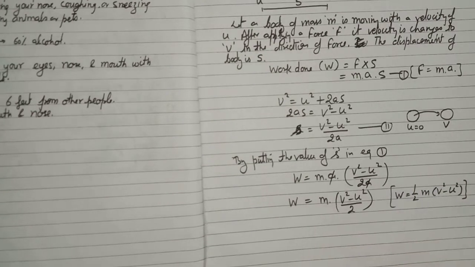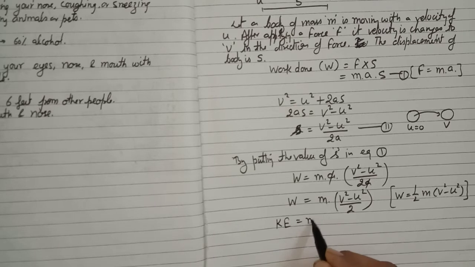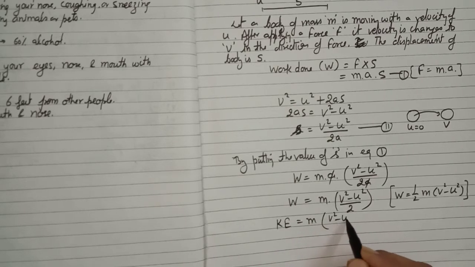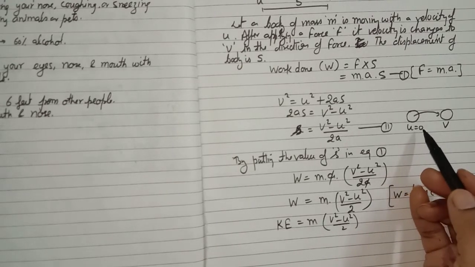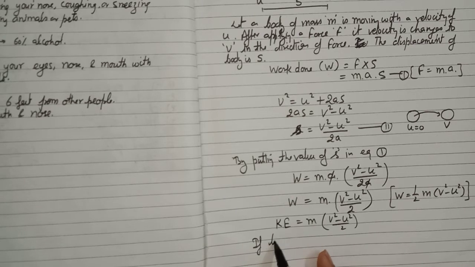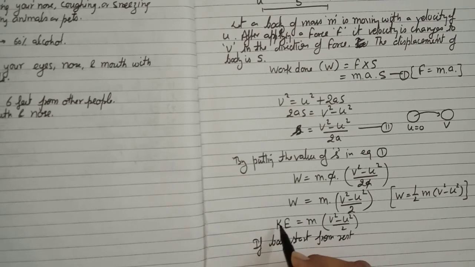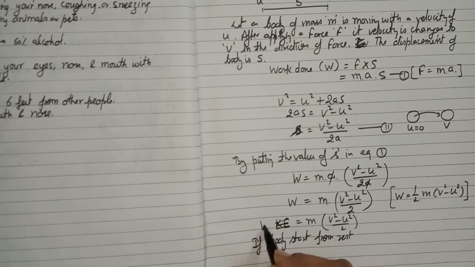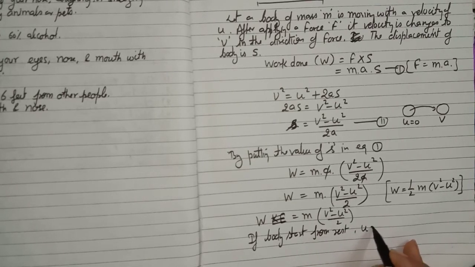So you can say here that the kinetic energy of the body is equal to m into v square minus u square upon 2. But what is the important condition here? That u should be equal to 0. So if the body starts from rest, okay, don't write here kinetic energy, it's work done only. If the body starts from rest, that is u is equal to 0.